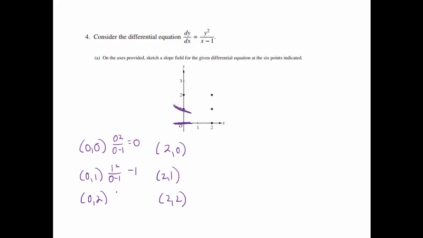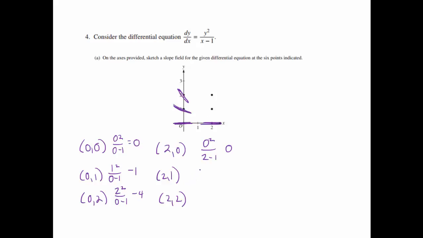Okay, (0, 2), we'll get 2 squared over 0 minus 1. 2 squared is 4. 4 divided by negative 1 is negative 4, so we'll get a steeper slope there. Still negative. (2, 0), if I plug (2, 0) in, I will get 0 squared over 2 minus 1. That's going to give me 0, so this one will also have a slope of 0.